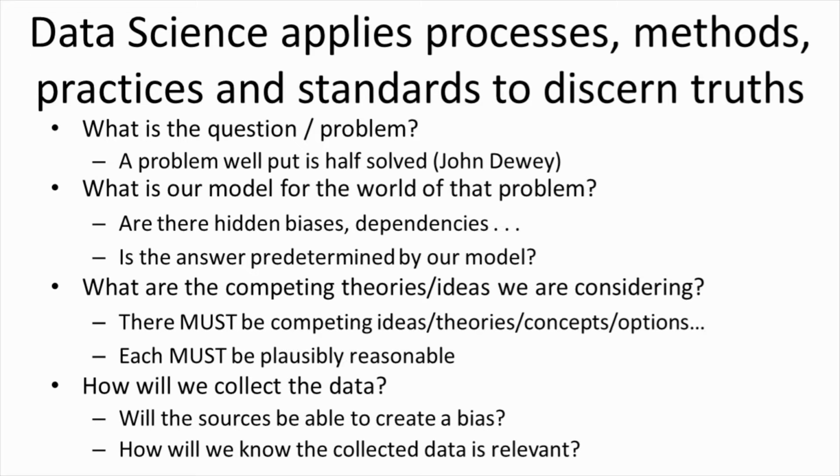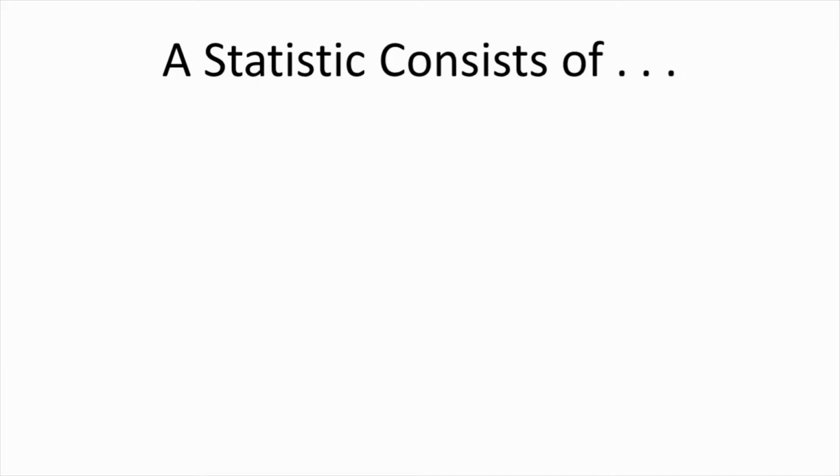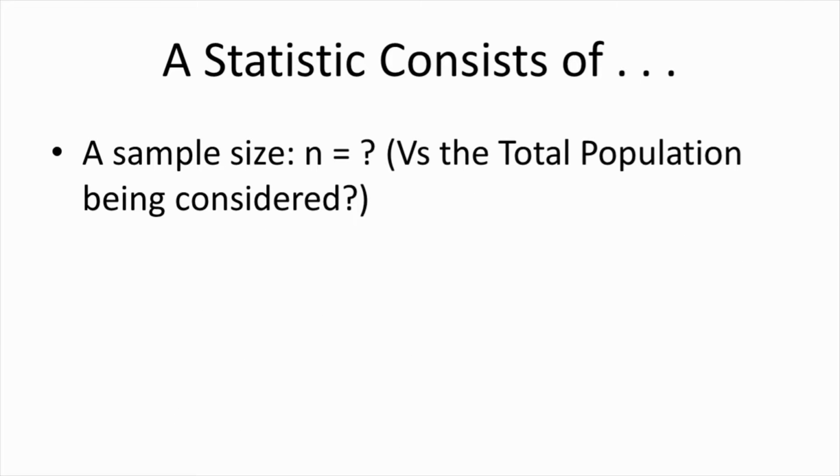Once the data is gathered, the data scientist may begin to summarize the data using statistical tools. Every statistic has several components to it. A statistic is not just a singular number. First, there is the sample size. This sample size also may be given in the context of the total population being considered.